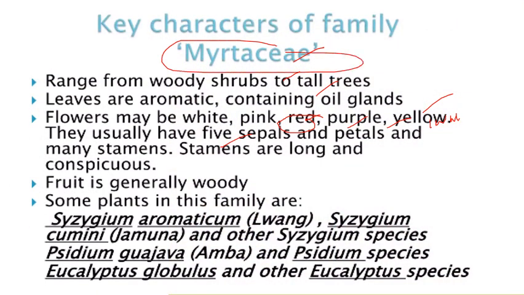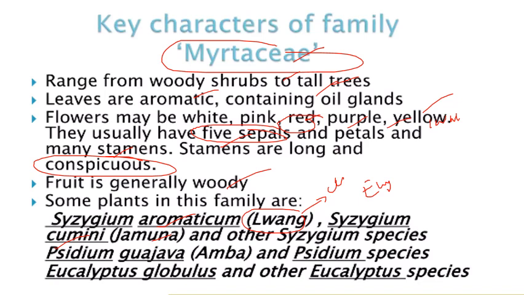Next, Myrtaceae family. The key features of this family Myrtaceae: it ranges from woody shrubs to tall trees. Then leaves are aromatic, containing oil glands. Flowers may be white, pink, red, purple, yellow. They usually have 5 sepals and petals. Many stamens. Stamens are long, conspicuous. Fruit is generally woody. Some plants in this family are Syzygium aromaticum, that is clove. Then Syzygium cumini, jamun. Syzygium, this is also known as Eugenia jambolana.